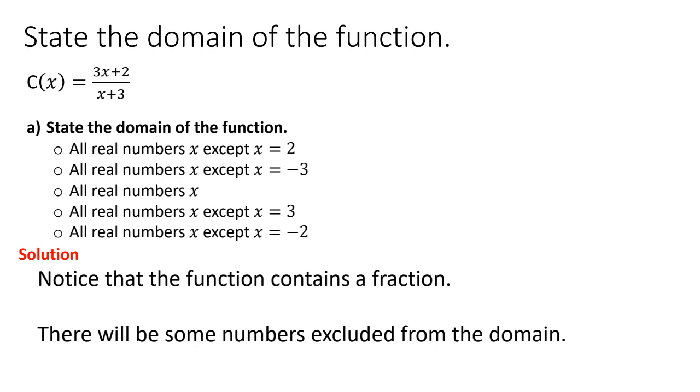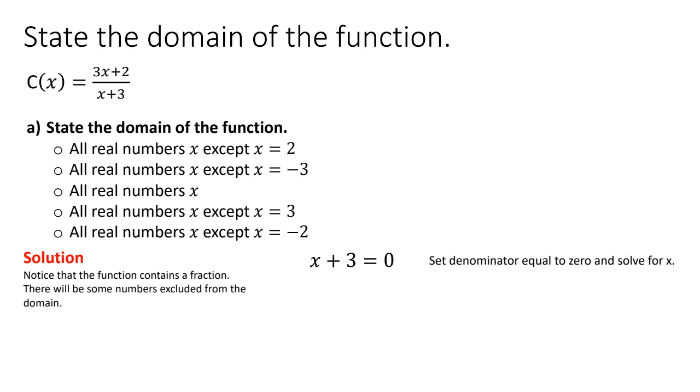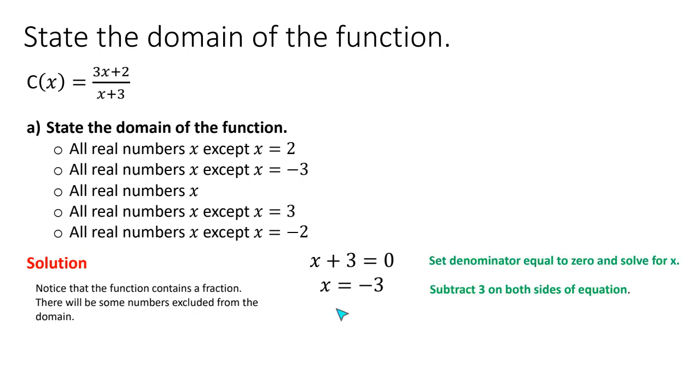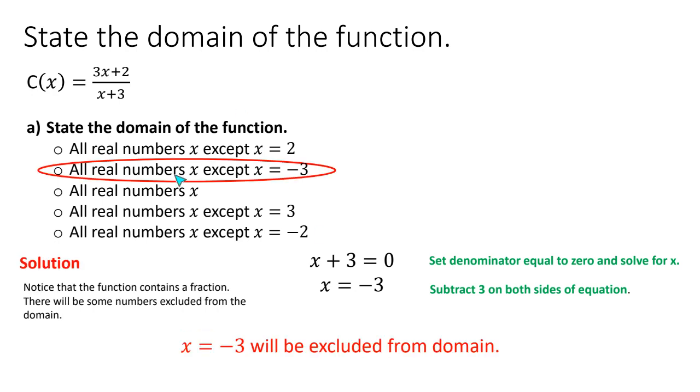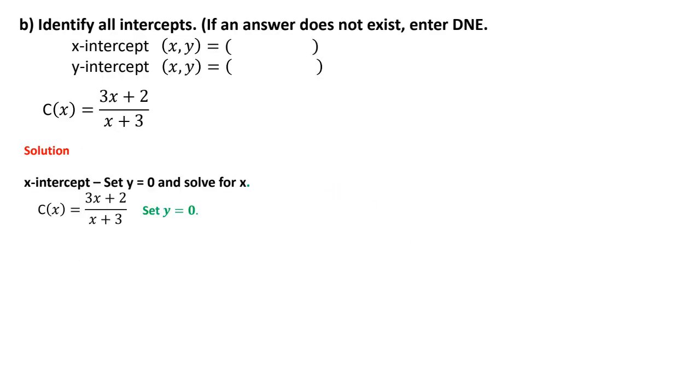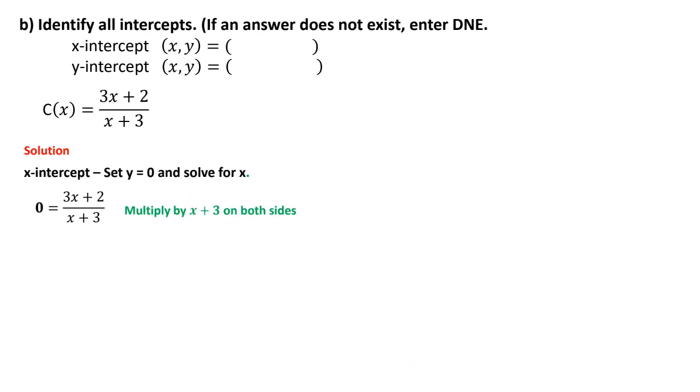And so I'm going to set that denominator equal to 0 and solve for x. So I get x equals -3. So my domain is going to be all real numbers except for -3, which is the second option here. And now the intercepts. For the x-intercept, we're going to let y equal 0. Then I'm going to multiply both sides by x plus 3 so that I can get rid of that fraction.